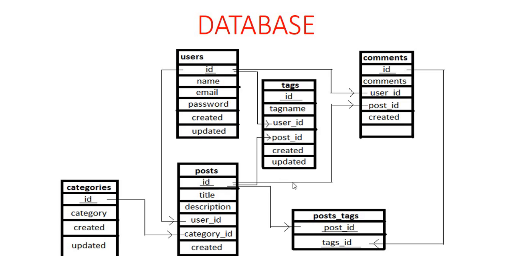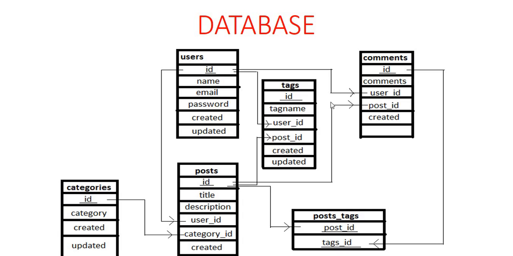Okay, and this posts tags table I have taken as a bridge table between posts and tags. Here you can see, there is a relation, because each post can have many tags, and a single tag can be given to multiple posts. So that's why a many to many relationship will be there.